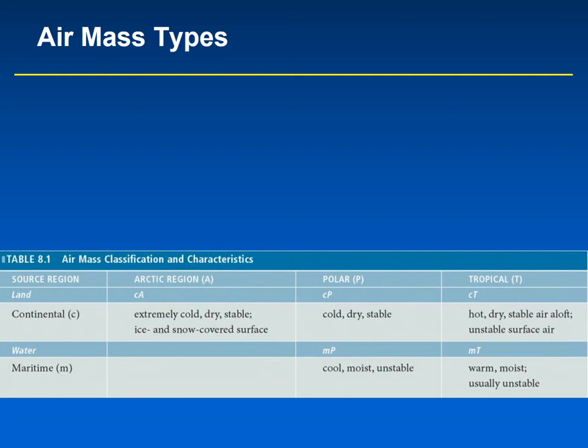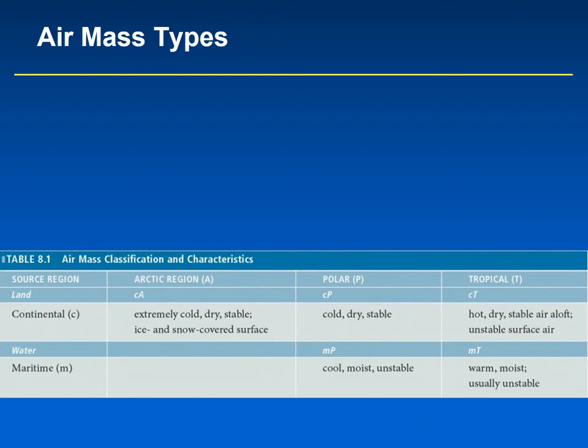On the other hand, there are air masses that form over the tropics, okay, the lower latitudes. Continental tropical air masses, given with the abbreviation lowercase c, uppercase T, are hot, dry, and have stable air aloft but unstable surface air. Okay, so these are hot because they form over the tropics, and because they form over land over the tropics, they're pretty dry. Whereas maritime tropical air masses, given with the abbreviation lowercase m, uppercase T, are warm, not as hot because they form over water, okay, and moist since they form over water, and they're forming over warm water, so there's a lot of evaporation over the warm water of the tropics, and they are usually unstable.